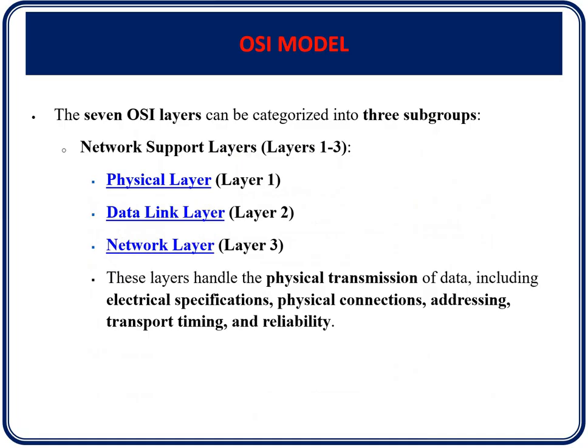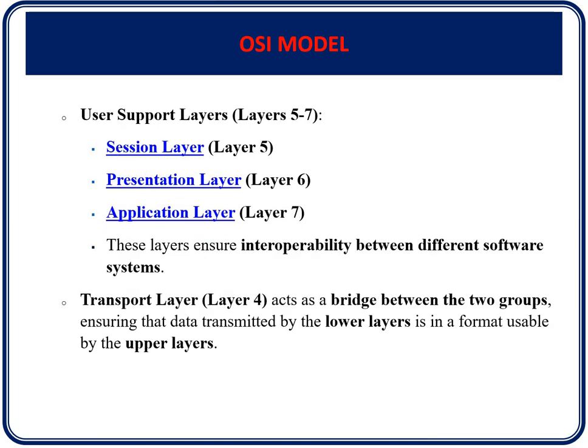The 7 layers can be categorized into 3 groups. The network support layers are the physical layer, data link layer, and network layer. These layers handle the physical transmission of data, including electrical specifications, physical connections, addressing, transport timing, and reliability. The user support layers are layers 5 to 7: the session layer, presentation layer, and application layer. These layers ensure interoperability between different software systems. Layer 4, the transport layer, is the bridge between the two groups, ensuring the data transmitted by the lower layers is in a format usable by the upper layers.